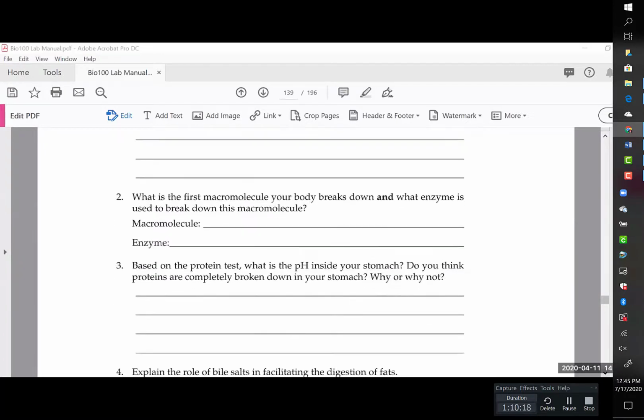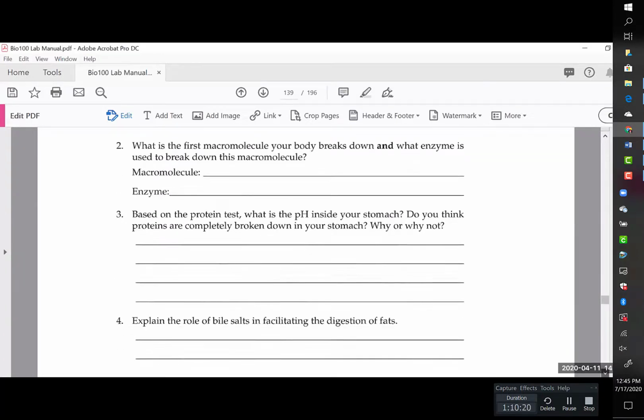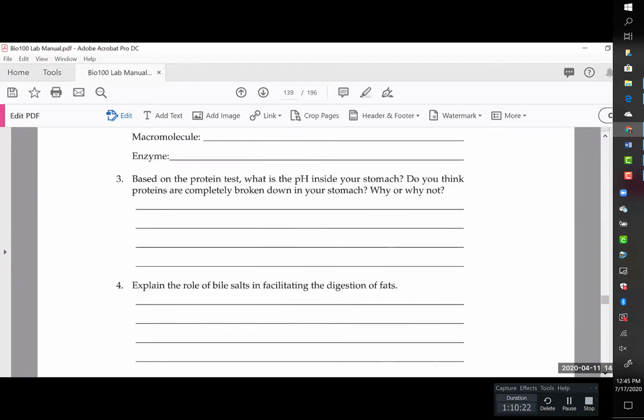And that's located in your saliva. So based on the protein test, what is the pH inside of your stomach? With that, well, we had 2 different pepsin pHs. We did pH 2, which actually worked pretty well, and we had pH 6, which didn't work very well. Remember that pepsin is secreted in your stomach, and if the pepsin at pH 2 digested the protein, well, that would be a good place to start in terms of answering that question.